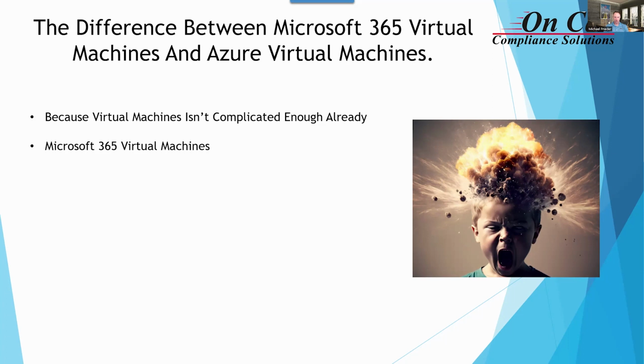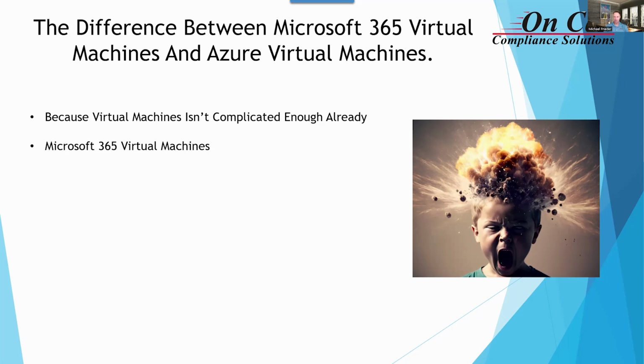A Microsoft 365 virtual machine cannot do that. Microsoft 365 virtual machines are licensed in the same way that Office 365 GCC High is licensed. What does that mean? Number one, you've got to pay every year. It's an annual payment. That means you've got to pay 12 months in advance for your virtual machine. That can get expensive. I'm not going to kid you.